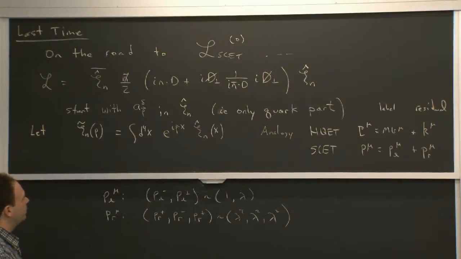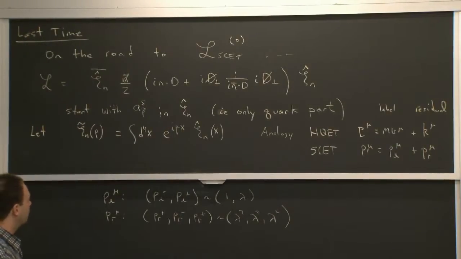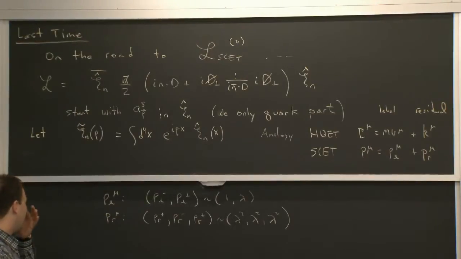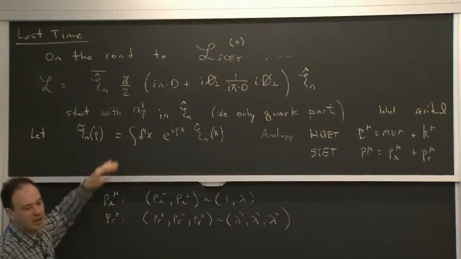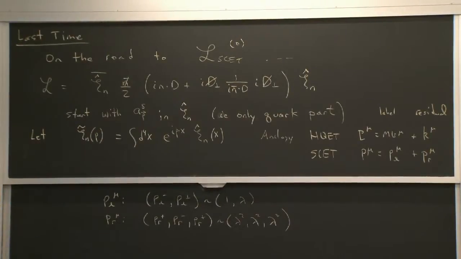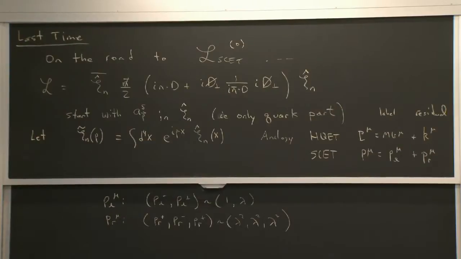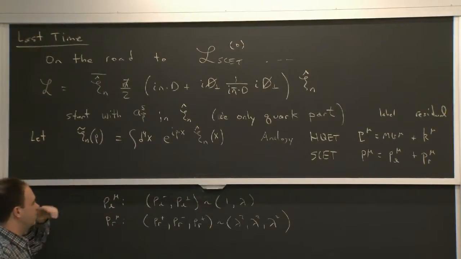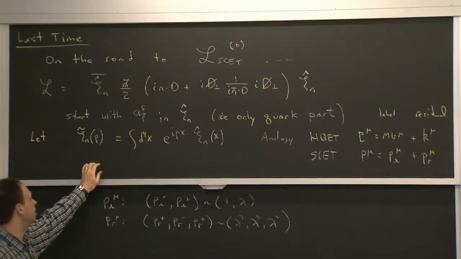We haven't yet separated the ultrasoft and collinear momenta, or the ultrasoft and collinear gauge fields. In order to do that, I argued that you have to make a multipole expansion. I talked a little bit about what the multipole expansion would look like in position space. Then I said it's better for us to do it in momentum space, and we started to do that, and we're going to continue to do that today.